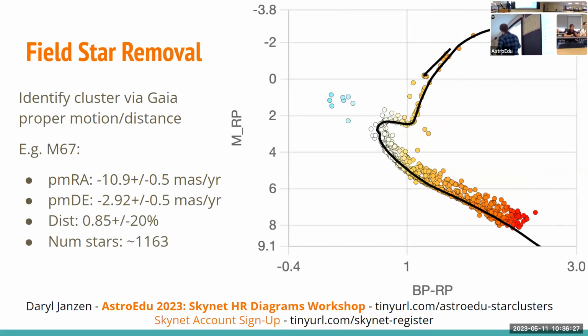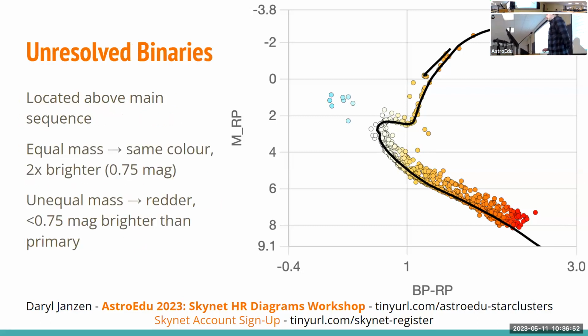But once we remove the field stars, then we're able to determine all kinds of things. To start with, even just the number of cluster stars. Given the Gaia data set, the filters tell us that there are about 1,100 stars in M67. Another really neat feature that you can see really well here is all the unresolved binaries in the cluster.